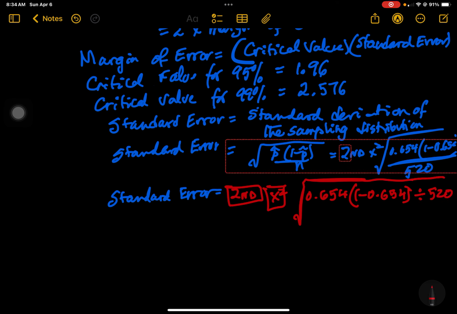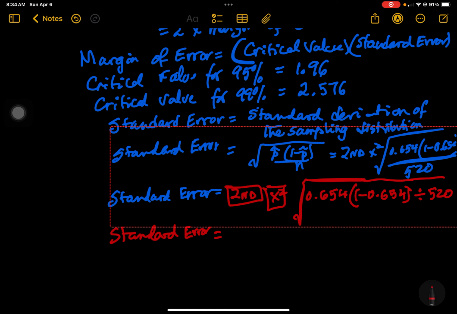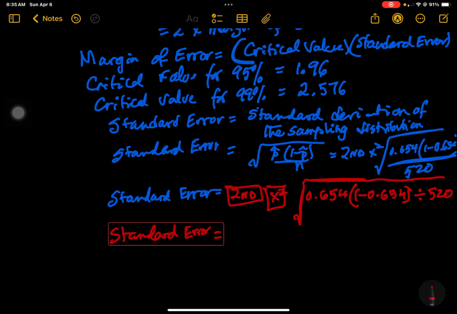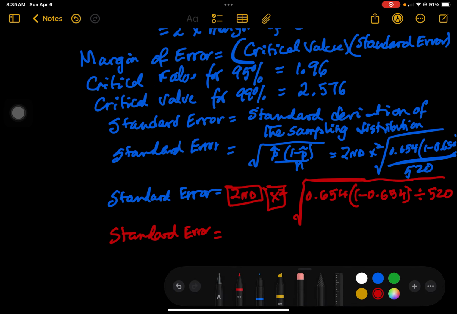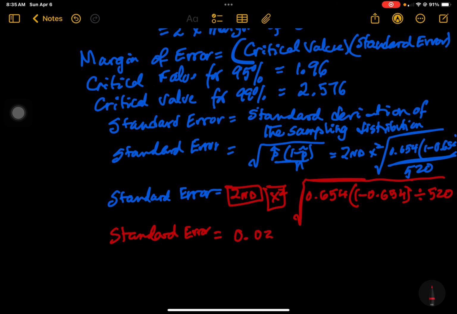So standard error is equal to second x square, which is square root. Inside the square root, first the p hat value, which is 0.654, then left parenthesis 1 minus 0.654, right parenthesis, then divided by sample size 520. And the answer is 0.0209.